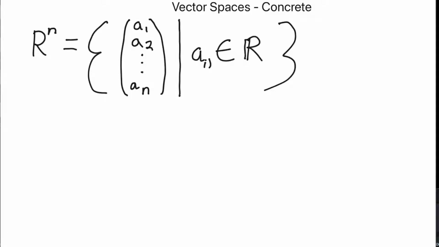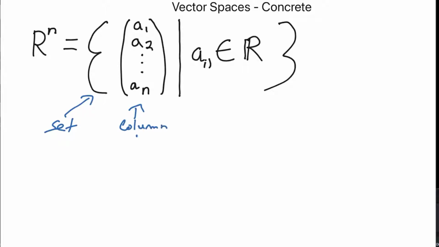Okay, so we talked about the idea of a vector space in sort of an abstract way. Now we're going to look at it concretely. So on the board, what you see is Rn is equal to the set. Remember, when you see those squiggly brackets around, that means a set. The set of all column vectors with n entries.